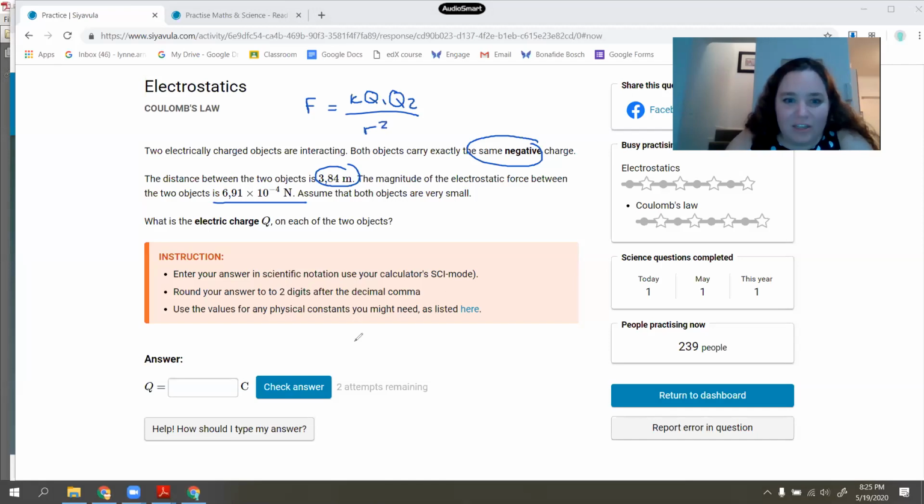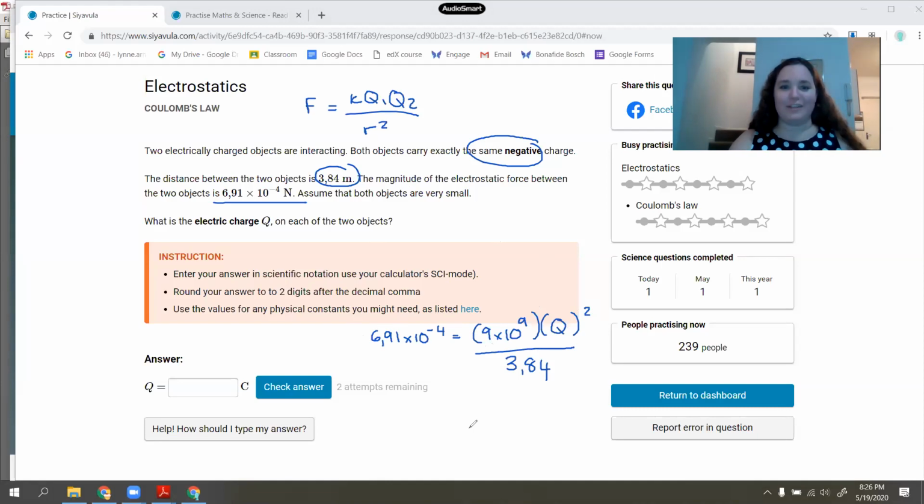I'm going to write all over the page, so excuse me here. 6.91 times 10 to the negative 4 is equal to 9 times 10 to the 9, then Q1 and Q2. Now, I was told that they're the same, so I'm just going to make it Q and Q. Don't have to do anything fancy. In fact, I go with Q squared rather than writing Q and Q, over 3.84. My units are already in meters, so I can leave it there.